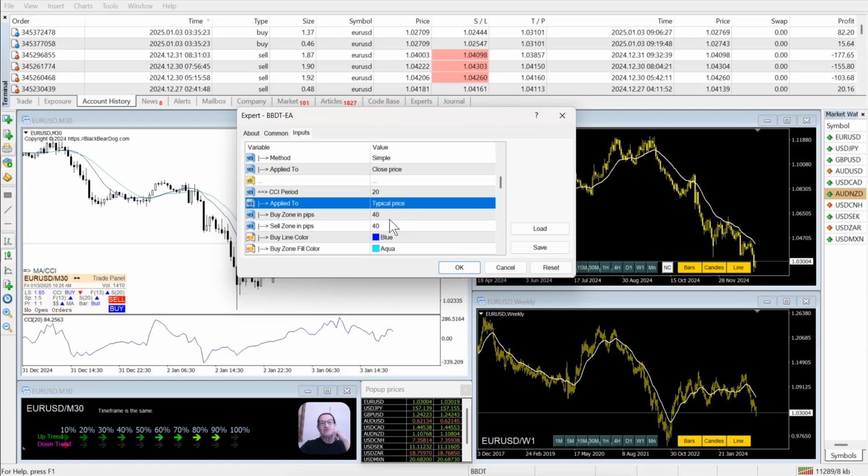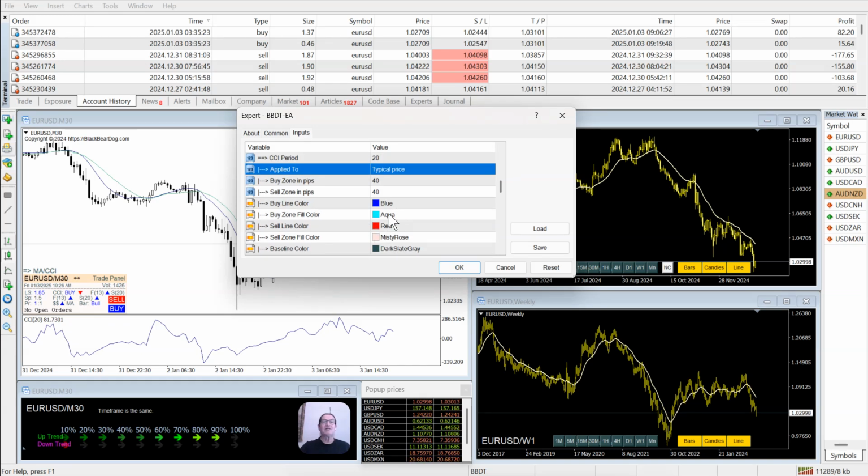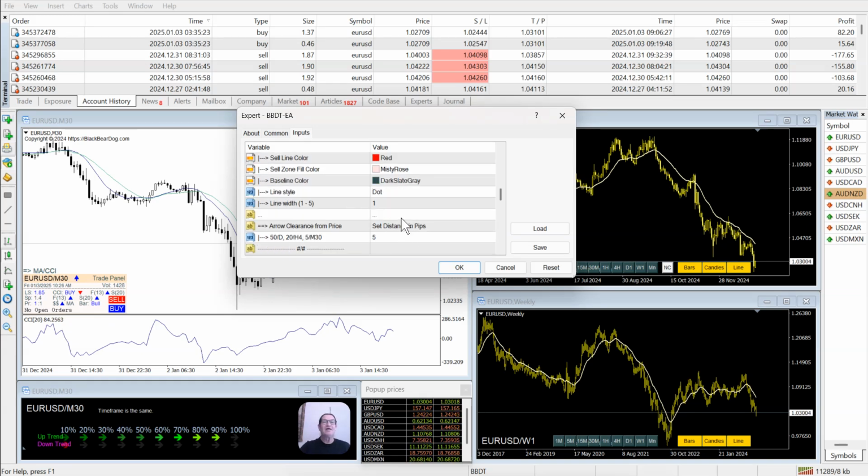Buy zone and sell zones, you can play with this. I found out 40 works the best. That means pips. You can make it bigger, smaller. If you make it smaller, you'll have more trading opportunities, but also more fake signals. If you make it bigger, you'll have less trading opportunities, but more accurate. So you need to play with it. I found out for myself, 40 seems to be a good number. You can apply the colors to whatever you want them to be, as well as the line width and whatnot.